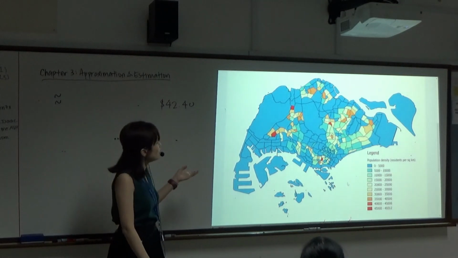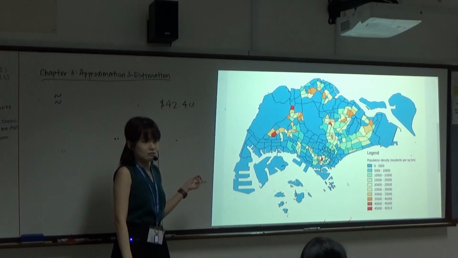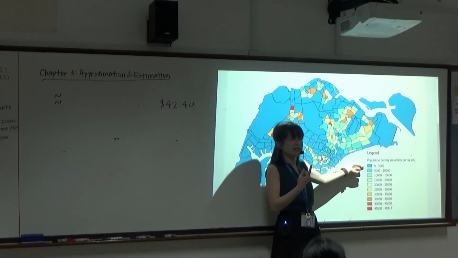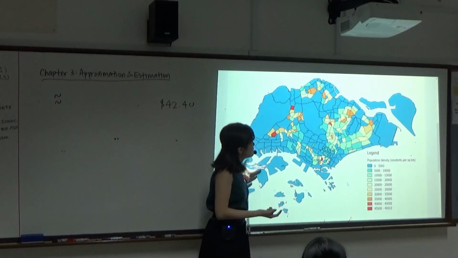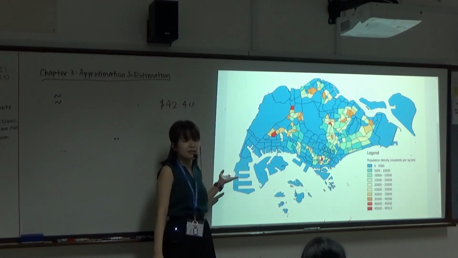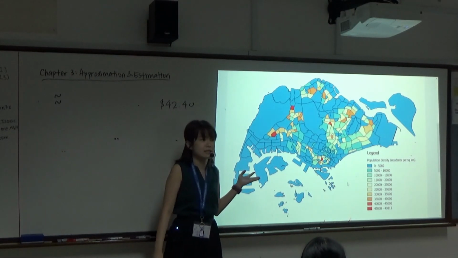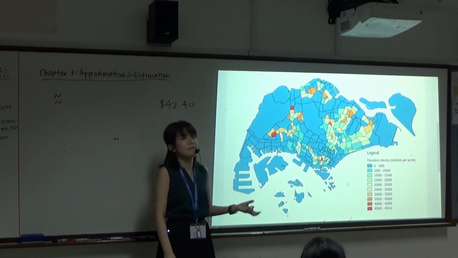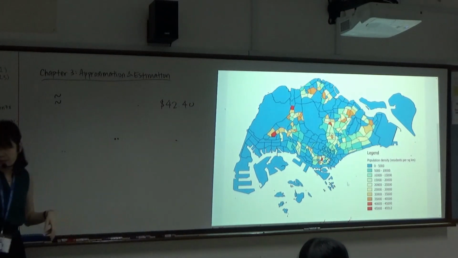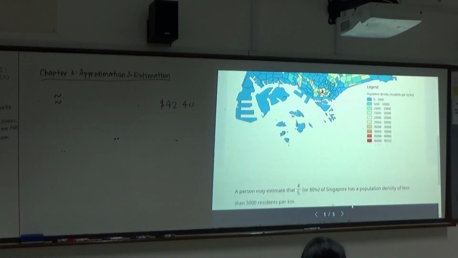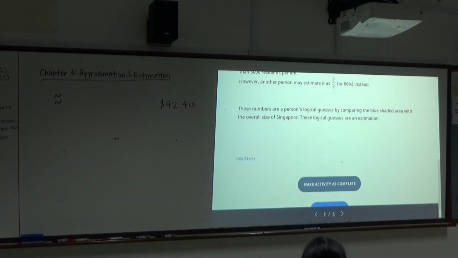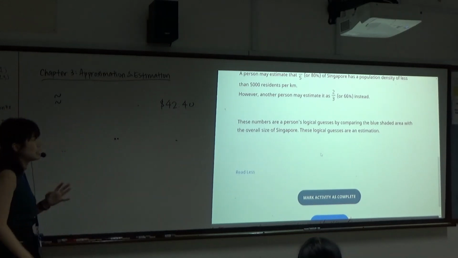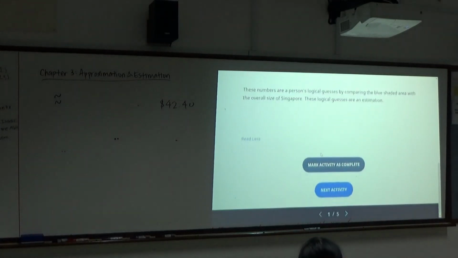But of course, if you want to tell me that maybe 1% of Singapore has a population density of 0 to 5,000, then 1% itself is a rather dubious number because clearly the blue parts don't look like 1% at all. We can come up with a good estimate, but the exact number we may not be able to give. So that's the idea of estimation. Therefore, these numbers that your friends have given are actually logical guesses, by comparing the shaded area to the overall size of Singapore.